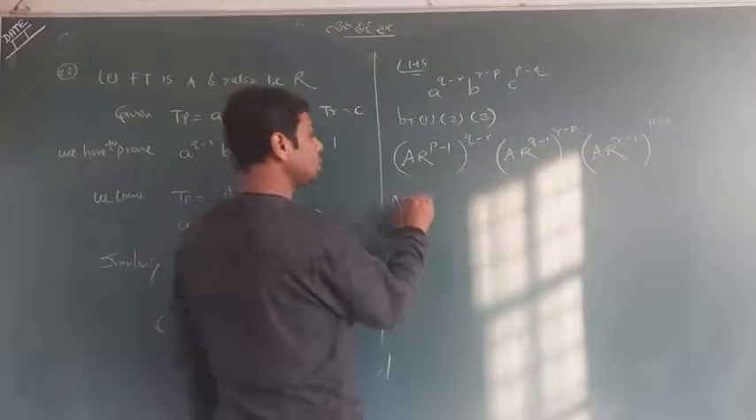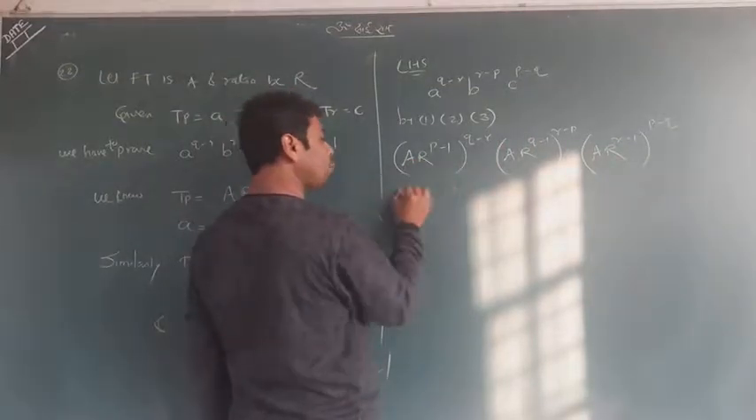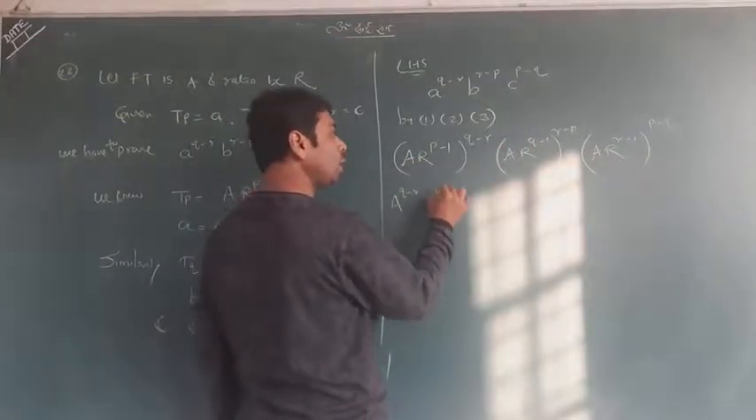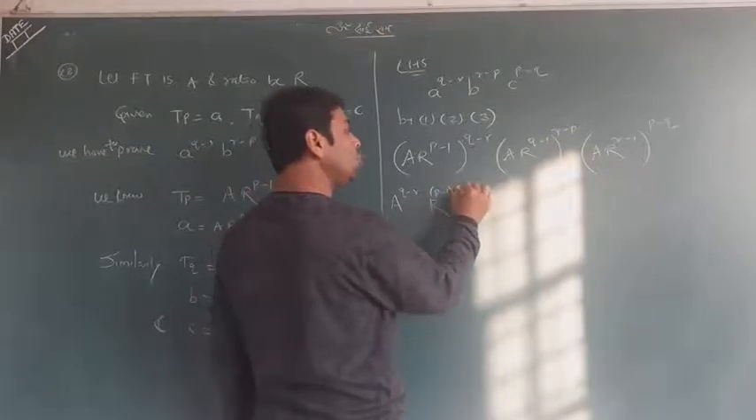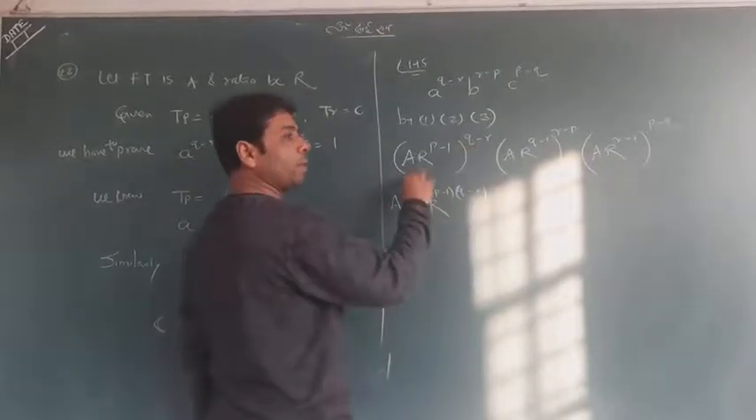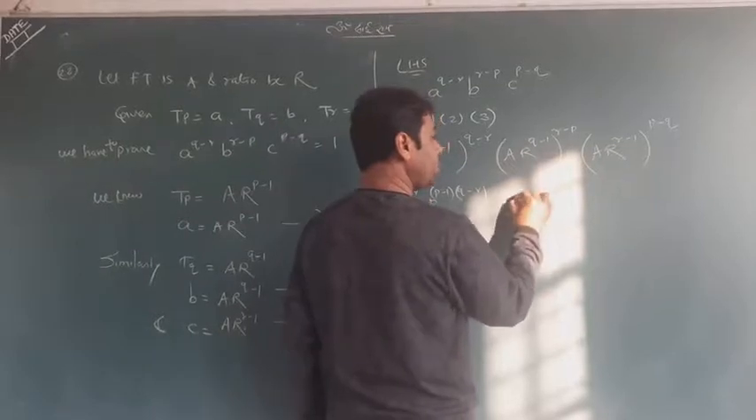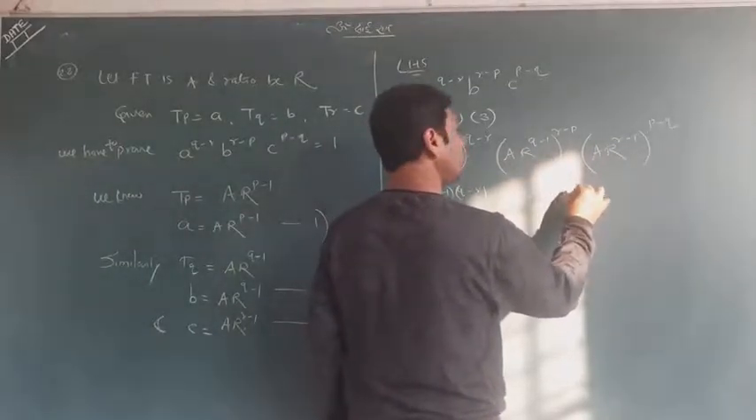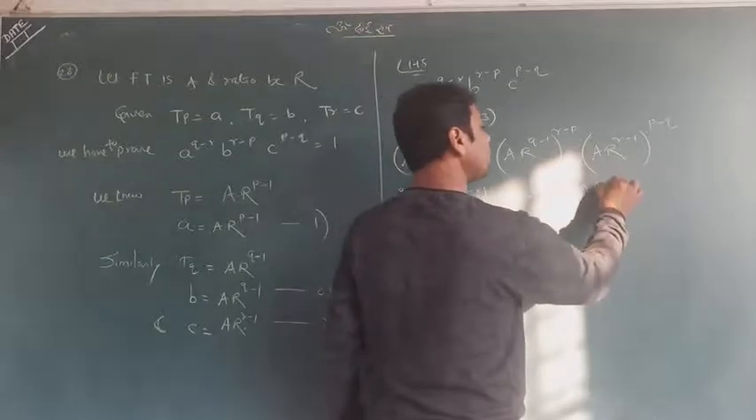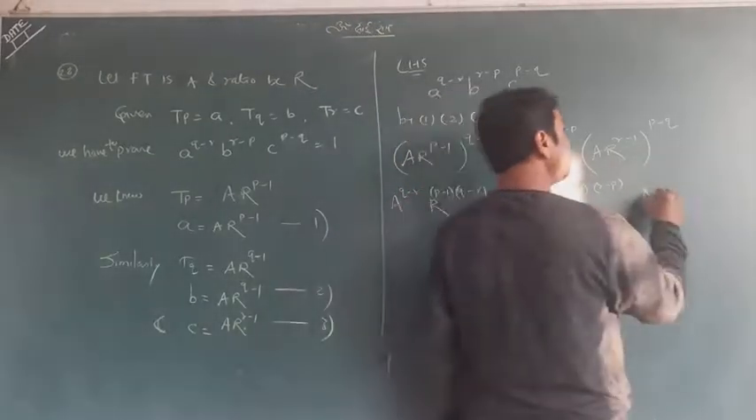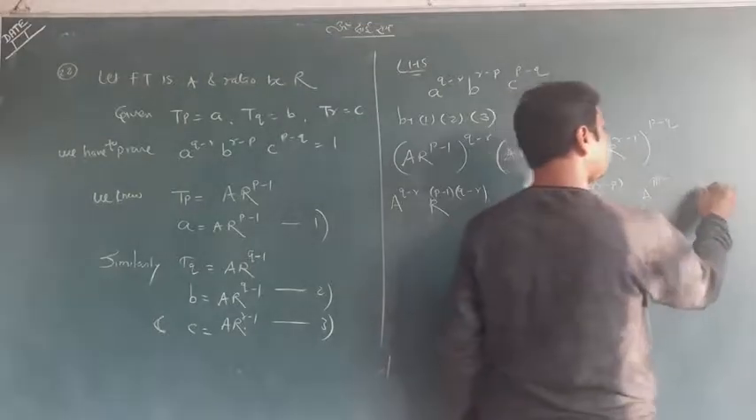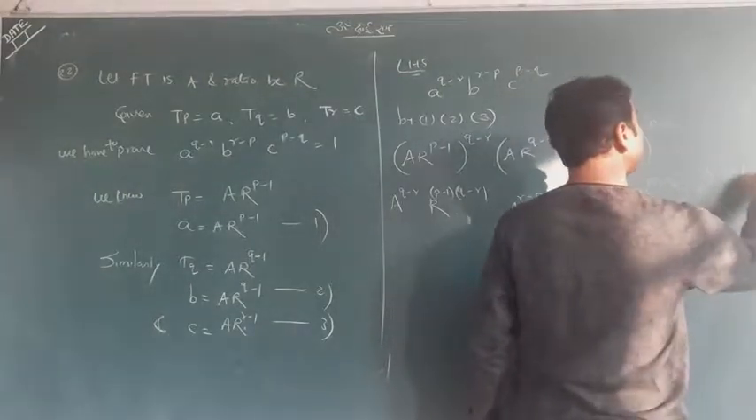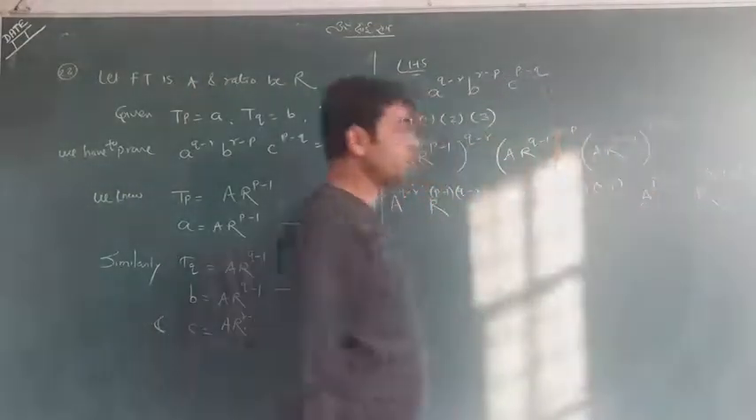So how to do this? I'll separate the powers. A to the power q minus r, R to the power p minus 1 into q minus r. You know, I separate the powers. Then here, A to the power r minus p, capital R to the power q minus 1 into r minus p. And it is A to the power p minus q and R to the power r minus 1 into p minus q. That is the only thing.